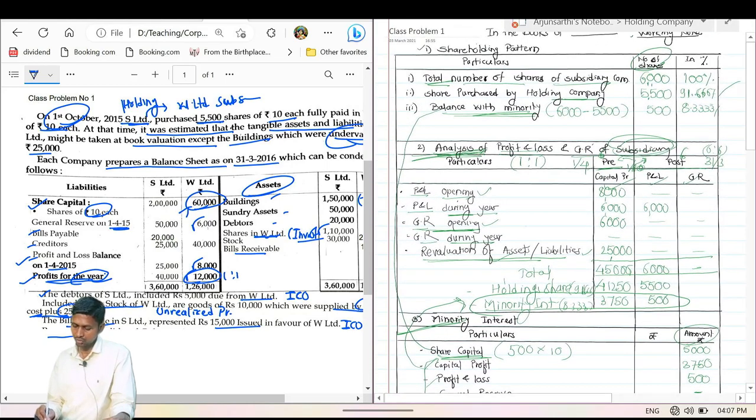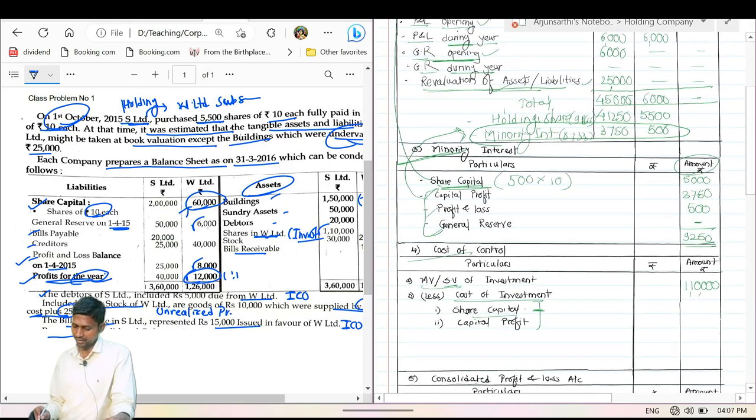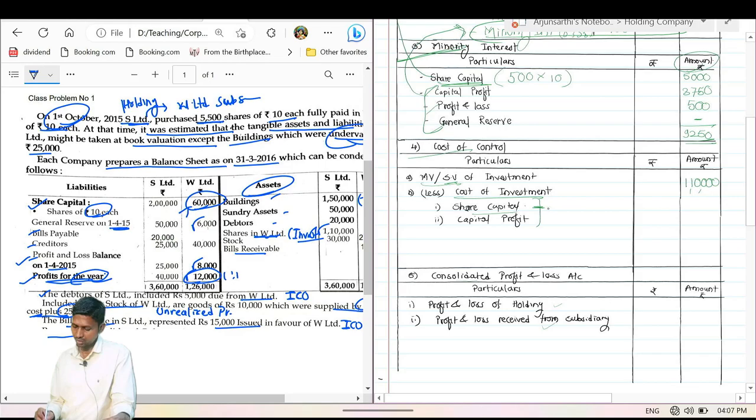From first note, you will get holding company's share. This holding line 5500. But 5500 in what? Number form. Convert it into amount form. Per share value, you know, 10 rupees. And where to write? In inner column, write down 5500 into 10. That means 55,000 rupees. And then capital profit of a holding.